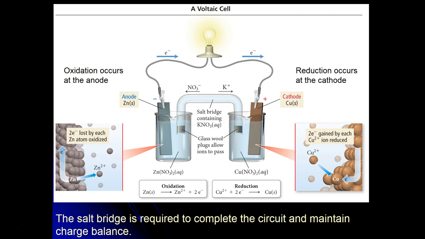The salt bridge is required, again, to complete the circuit and maintain charge balance. If you have a buildup of too much charge on one side versus the other, the entire thing will come to a halt. They really do like to have maintained charge balance, which is why the ions flow in between. So notice that your nitrate is flowing in one direction and your potassium ion is flowing in the other.